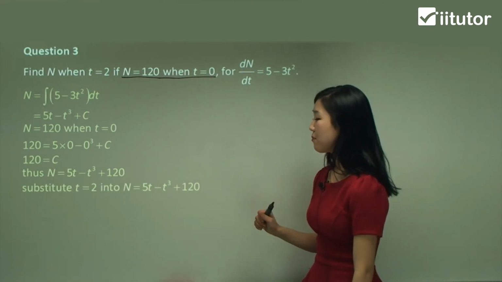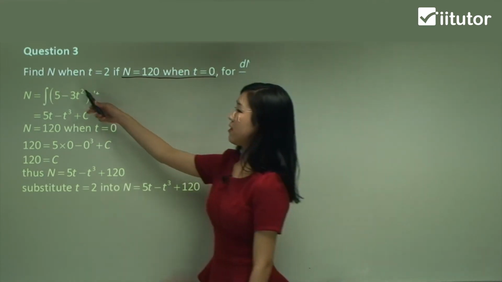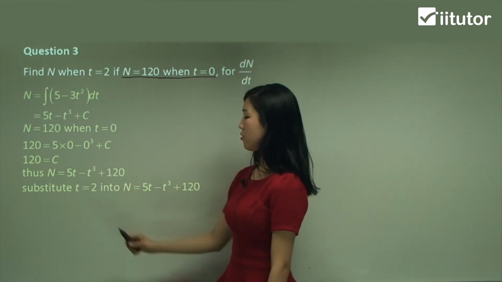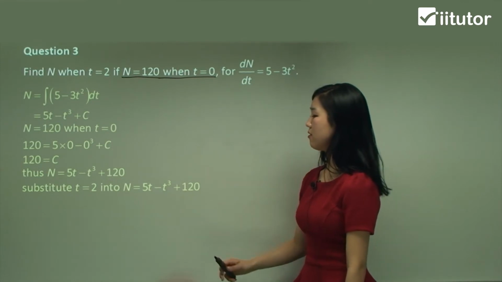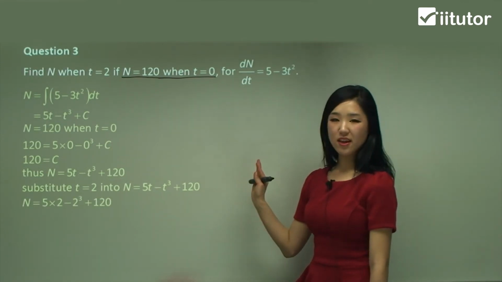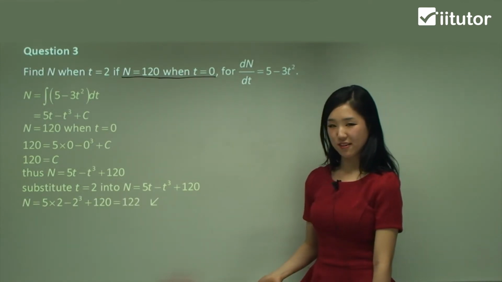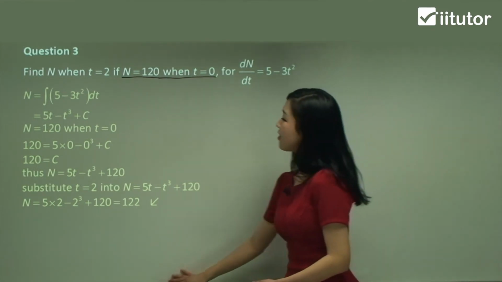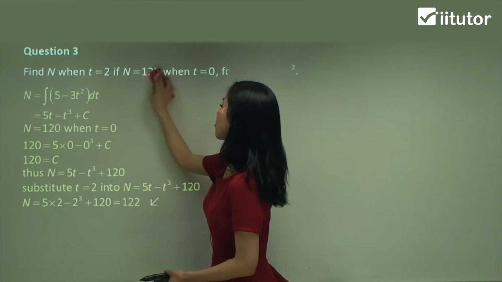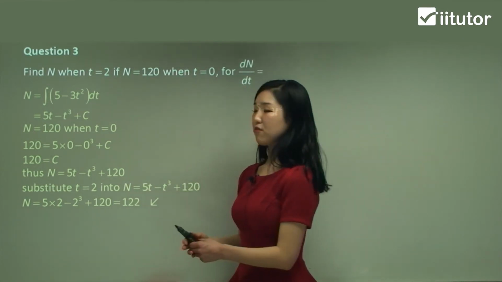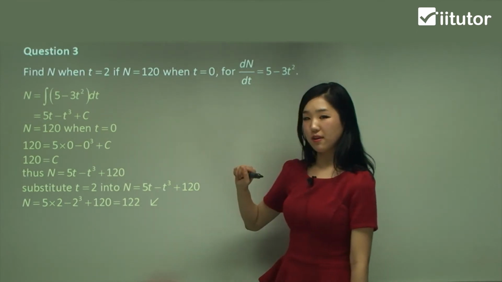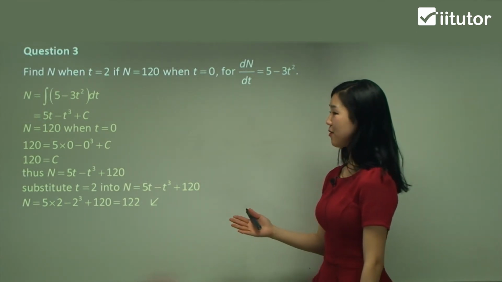Okay, so I'm just going to substitute t equals 2 because they want you to find n when t equals 2. So now that you've got n, just sub in 2 into all your t's like this. Calculate it, and you should get 122. And that's it guys, so n is 122, that's your final solution. Okay, so see how this question required a few steps. After you've integrated it, you must use your given property in the question. That was question 3.